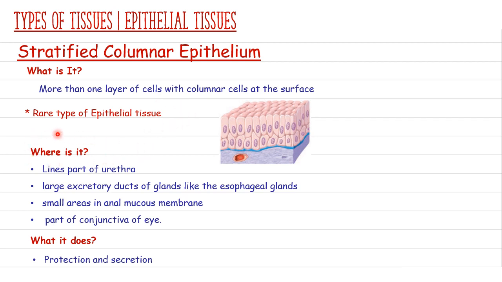However, they are found on the lining of the urethra. They also form the lining of large secretory or excretory ducts of glands like the esophagus. They also have small areas in the anal mucosa membrane and part of the conjunctiva of the eye. Those are places you find it. Mind you, I'm just giving you some areas where you can find this tissue.